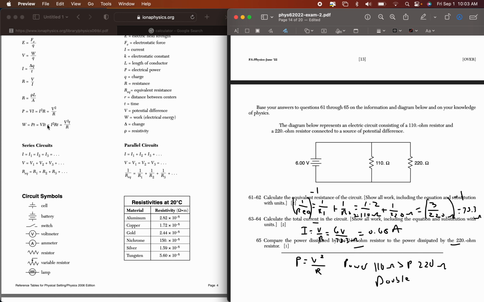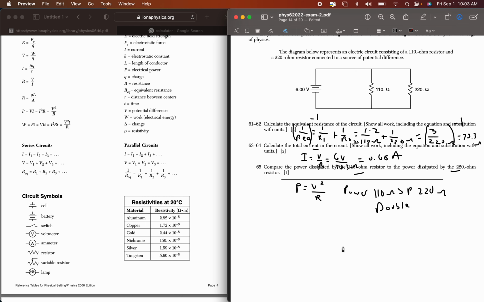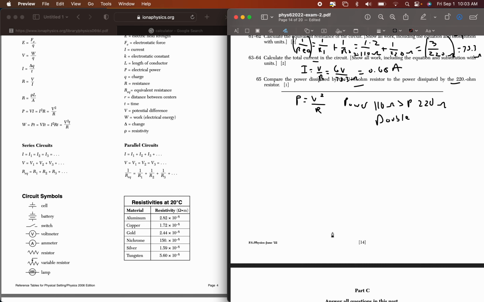In this case, you couldn't use I squared R because then we would have to find the current in each individual resistor, because in a parallel circuit, the total current is equal to the currents of each individual one added up. Okay, that's the best way to do that one.